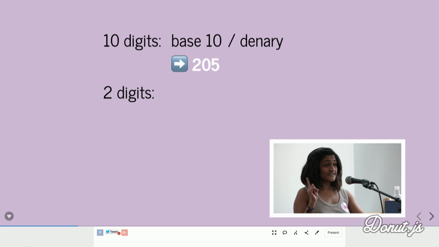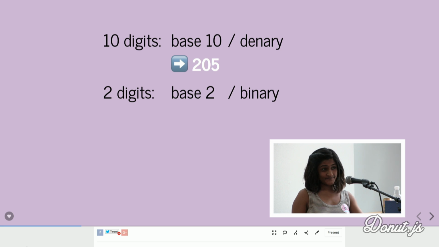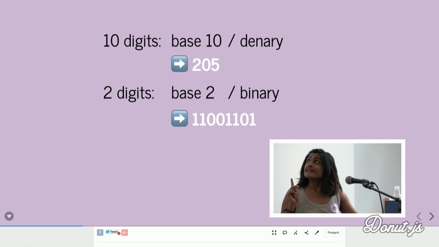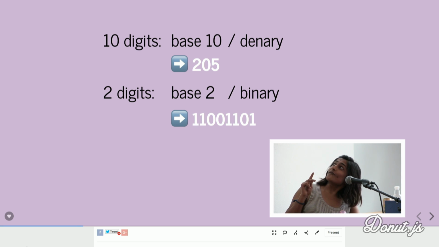But more than one way to do something. You can also represent this same number using just 2 digits. Some of you might already know where I'm going with this. You can use base 2, also known as the binary number system. If you wanted to represent the number 205 using just 2 digits in binary, it's 11001101.